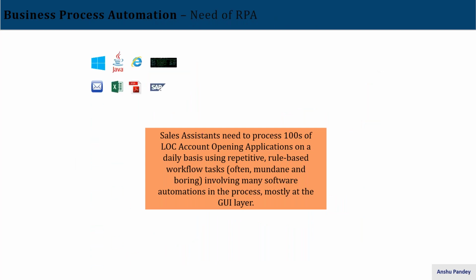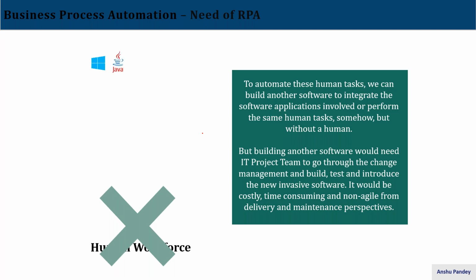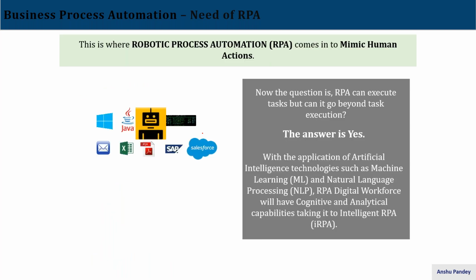So a sales accountant needs to open hundreds of account opening applications every day, which are more of a repetitive, rule-based workflow task. They use software like Windows, Java, Internet Explorer, CSV, Excel, PDF, SAP, or email. So we can make a bot interact with this software and do the job of a human, right? So rather than using a human workforce to do this job, we create a software robot which can do the job of bank clerks and all. Right, so RPA can simply be used to create such bots which can mimic human actions.